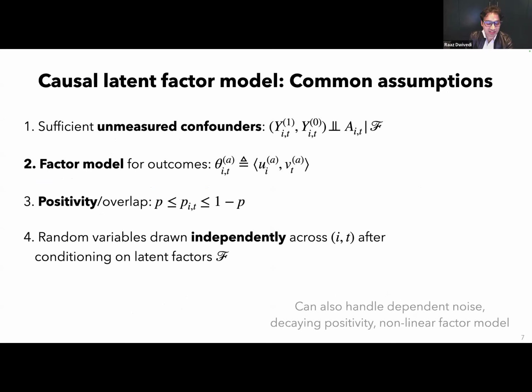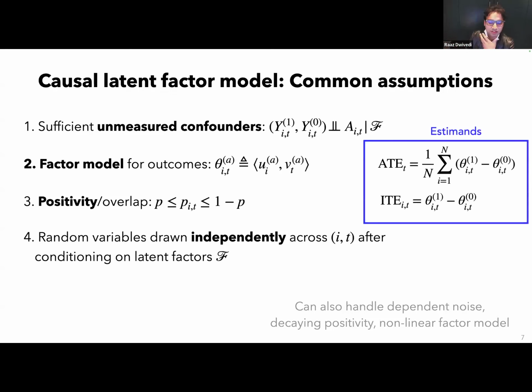You can relax it to some degree, but we'll assume it throughout the talk, that the probability of getting either treatment is bounded away from 0 and 1 at each time for each user. And again, we'll make assumptions that the noise in these epsilons and the noise in these interventions is independent across i and t once you condition on latent factors. But you can make it, again, somewhat general, but we'll keep it simple in the talk.